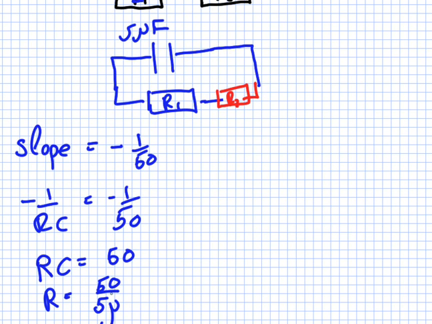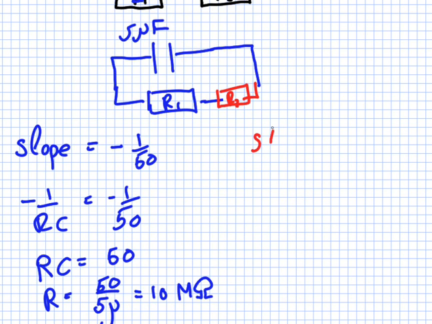Is it 50 or 5? Yeah. 50 over 5 times 10 to the power of minus 6. Wow, this is pretty big. 10 to the 7. So 10 mega ohms. Now in the second half of the story, there are 2 resistors.